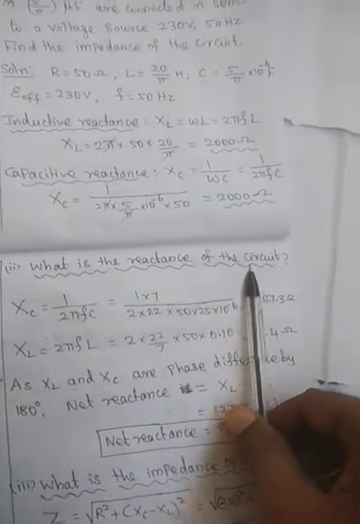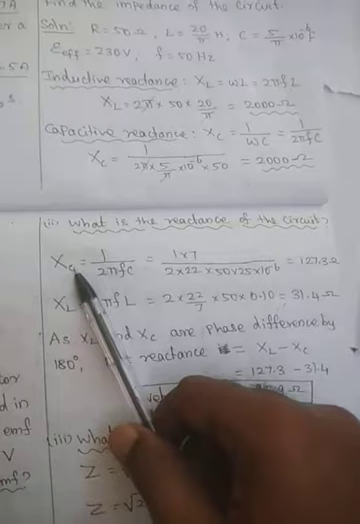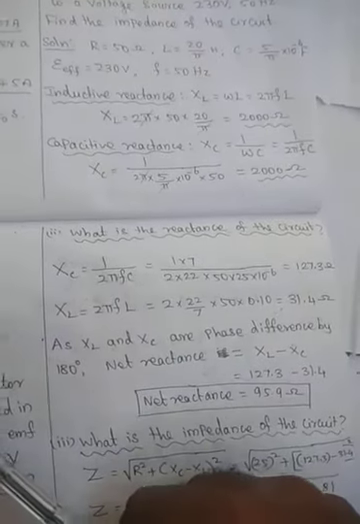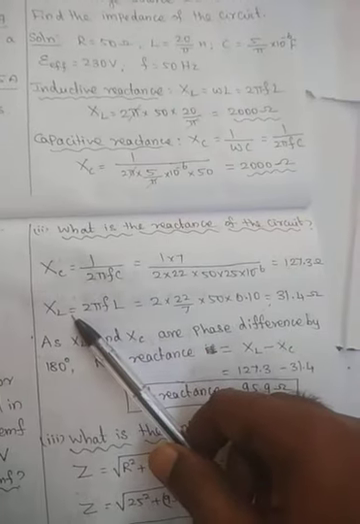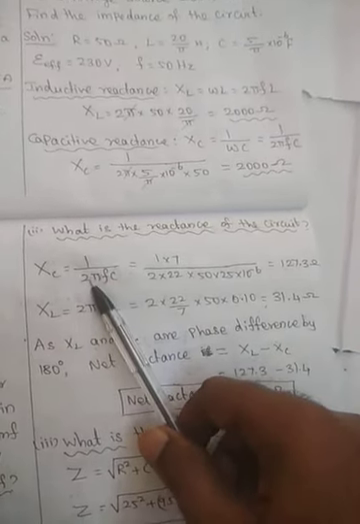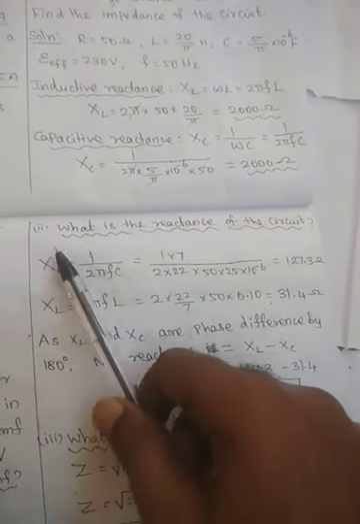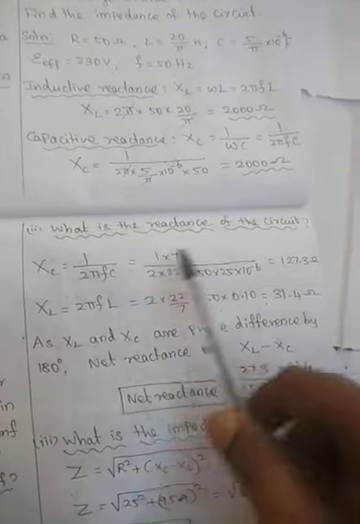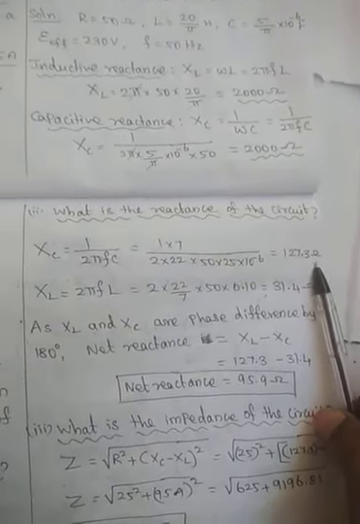What is the reactance of the circuit? Reactance means we have two types of reactance, capacitive reactance and inductive reactance. So we have to calculate both. The capacitive reactance formula is 1 by omega C, where omega is 2 pi f. Substituting all the values, we get the capacitive reactance value as 127.3 ohm.